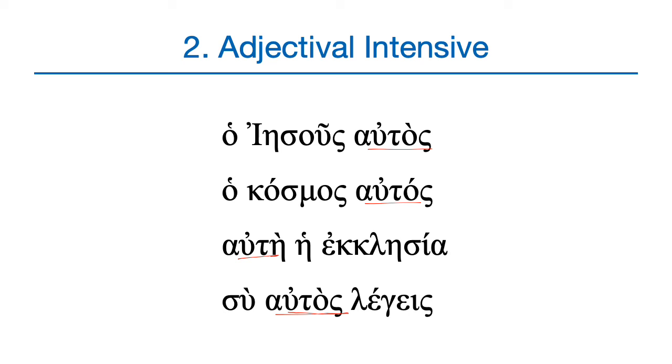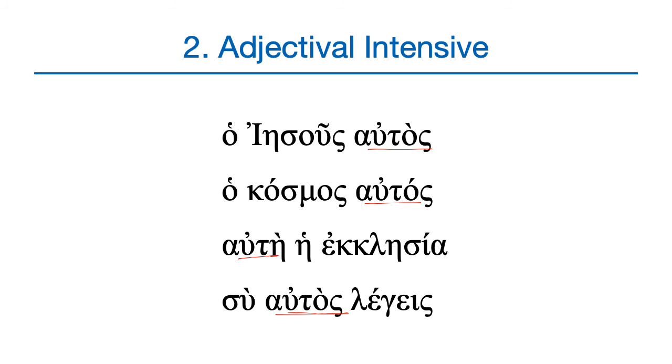Then you have aute he ecclesia. Aute is the feminine of autos, but it comes before the article and it still means the same thing. It will mean the church itself or the church herself. Then you have su autos legeis. You see the su is a second person personal pronoun. Then you have autos, meaning that the su is masculine. But second person pronouns don't have gender anyway, so it will be you yourself. You yourself are saying.